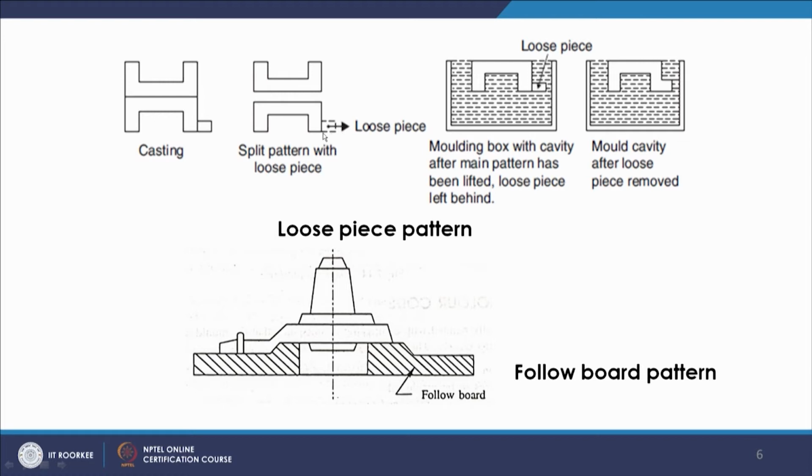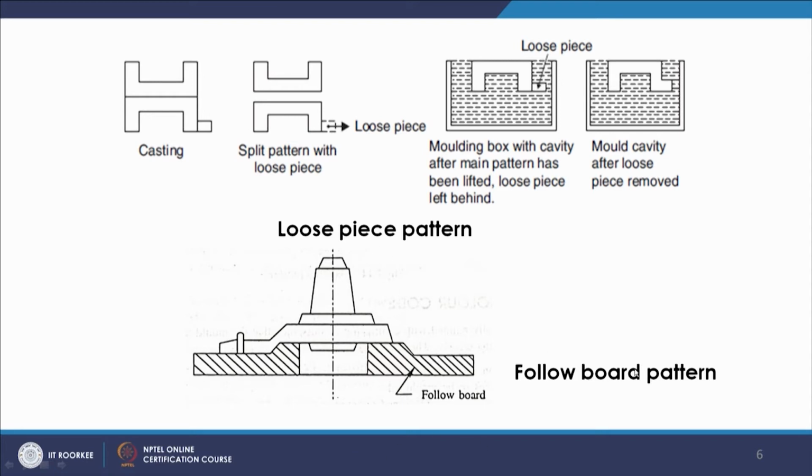So what we do is, in those cases you have a loose piece, so that these loose pieces can be taken out. There is no other way out. So in that case we are using this loose piece as a pattern. That is known as loose piece pattern.